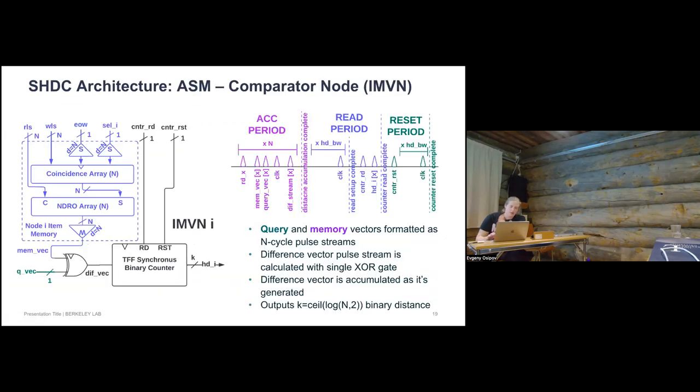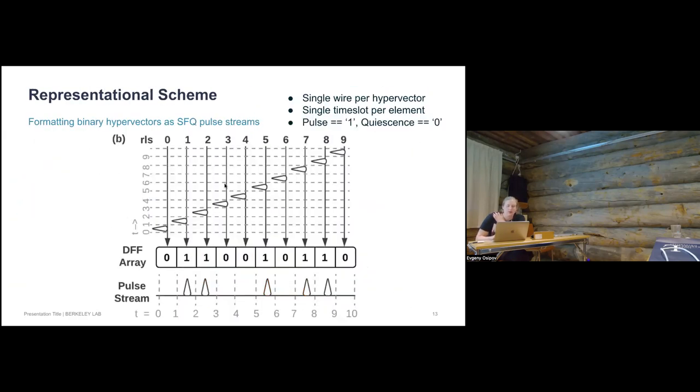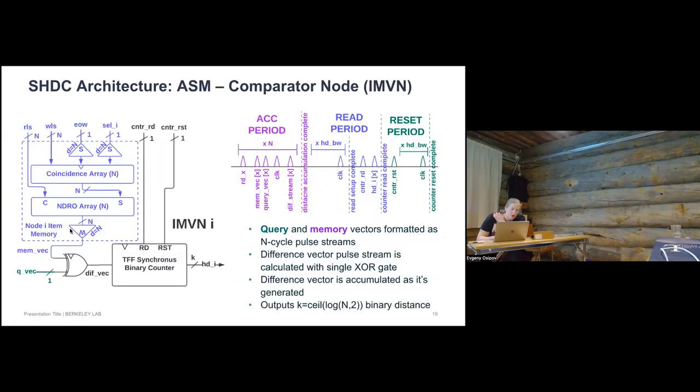Okay, so here is the distance computation and item memory node. Again, I'll spare you the details, but essentially each node has an in-node item memory, which is superconducting. So this is the method that's used to do the readouts and pulse stream formatting in the whole design. That's what's happening in this purple box.